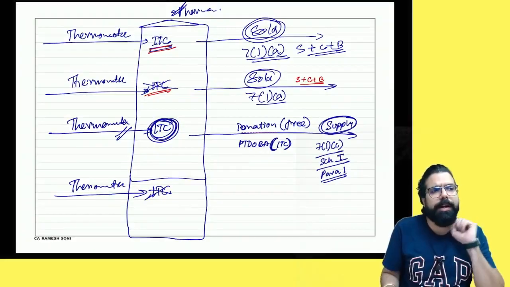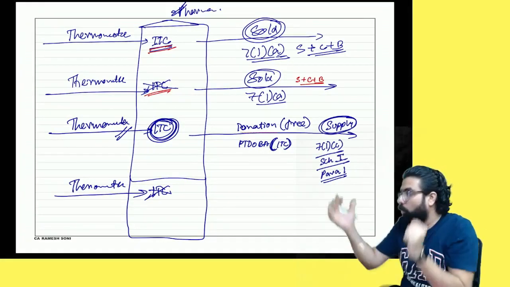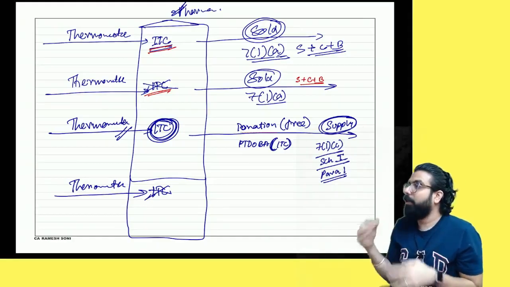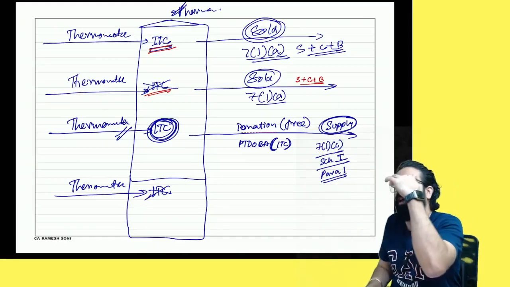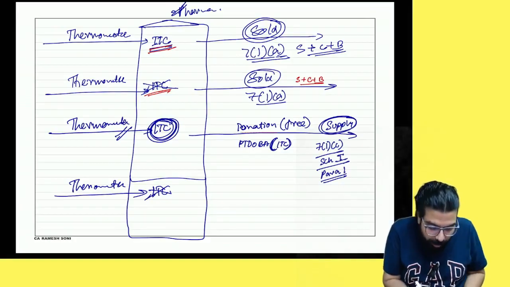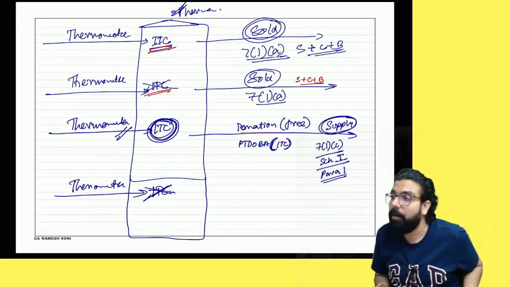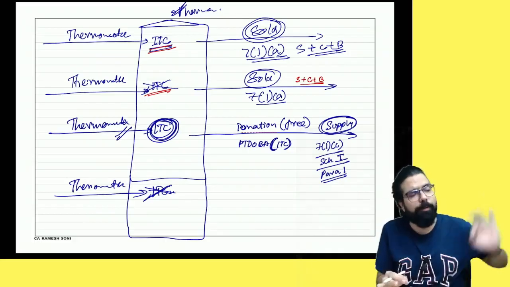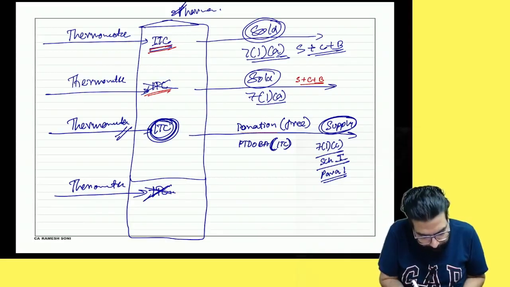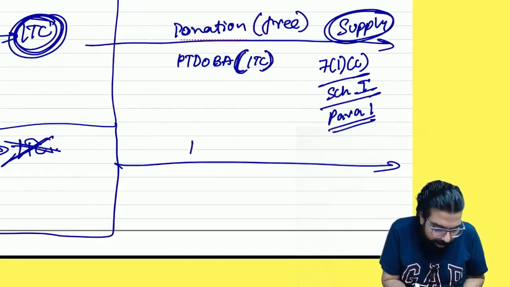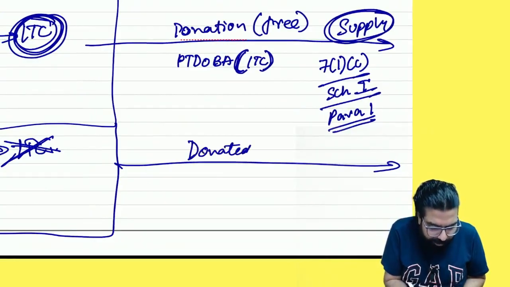Sir, how to take credit? I will teach you in future. How to take the credit from the government? There is a method which is there. I will teach you in future. Now, I did not take the credit. I told, hey, I don't want credit. Why? Because, sir, I knew I have to donate. So I donated it. I donated for charity, free.